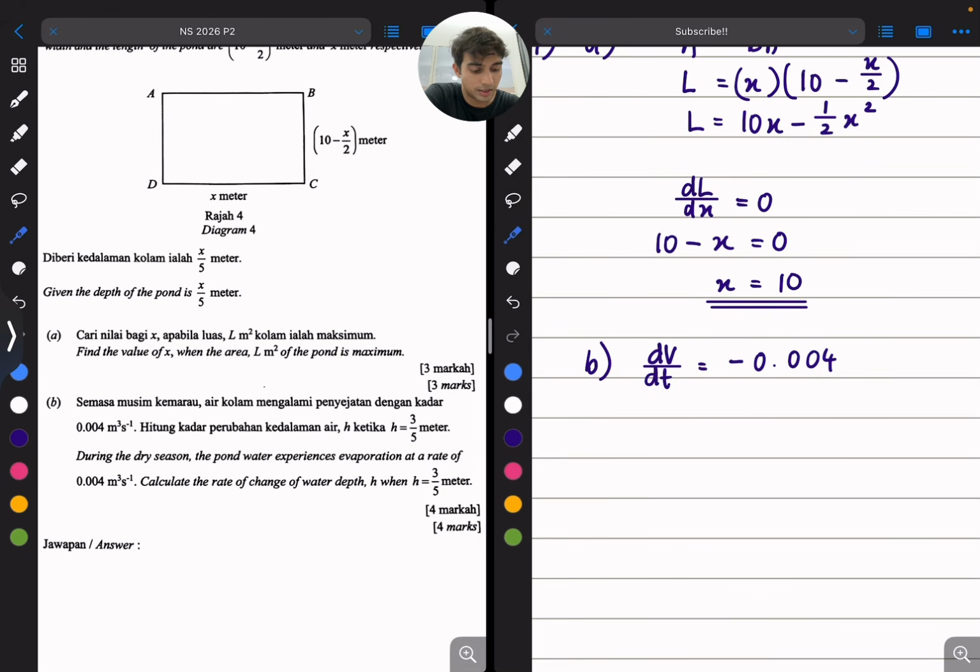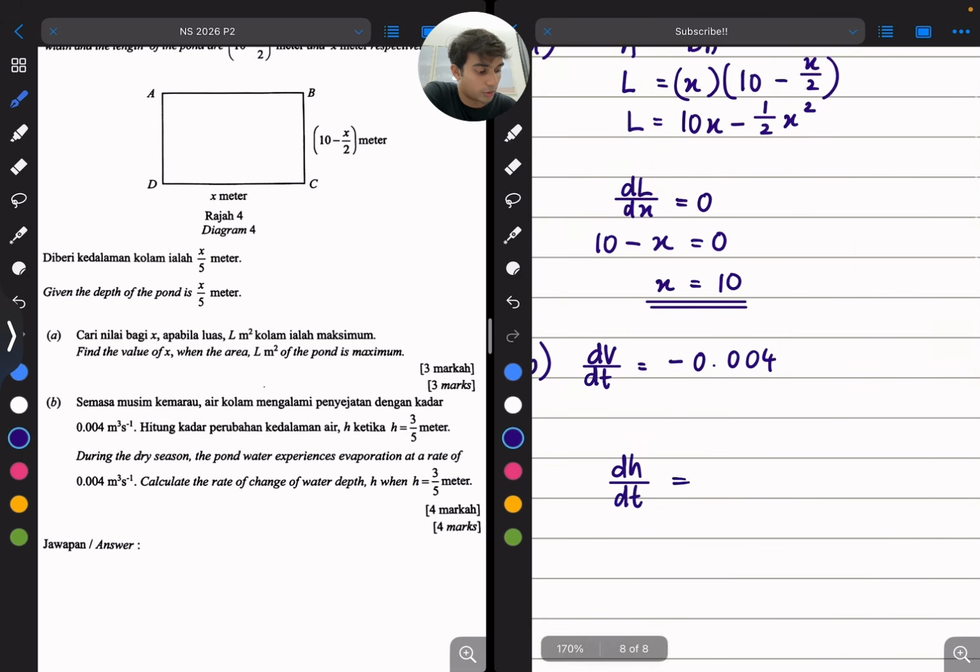How I know it's dV dt? One clue is just the units itself. The m cube represents volume. If m square means area lah. So this is m cube per second, so it's dV dt. They want us to find the rate of change of water depth when h is this. So rate of change of water depth. Whenever you see the word rate, it means it's over dt. Rate of change of depth means dh dt. So they want us to find dh over dt. So we make our own chain rule.